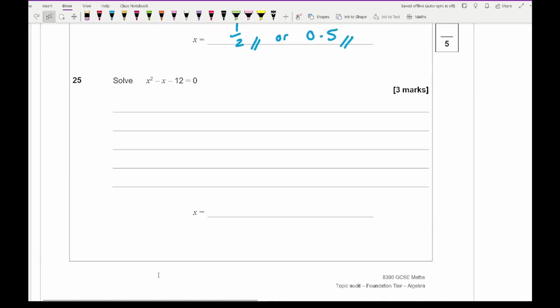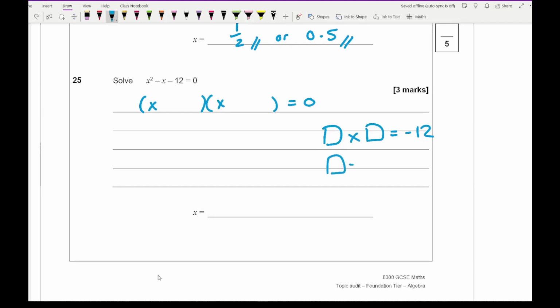Then moving on to question 25, it says solve x squared minus x minus 12 equals 0. So again here we want to factorize. Think of two numbers that multiply together to equal minus 12, but added together equal minus 1 because we've got minus 1x. The numbers you're looking for can be 4 and 3, 6 and 2, 1 and 12. The only pair with a difference of 1 is 4 and 3. And because I want minus 1, it's going to be minus 4 and positive 3.